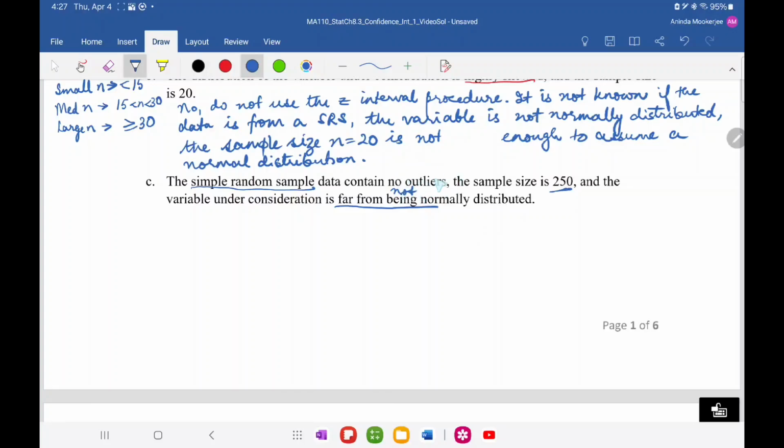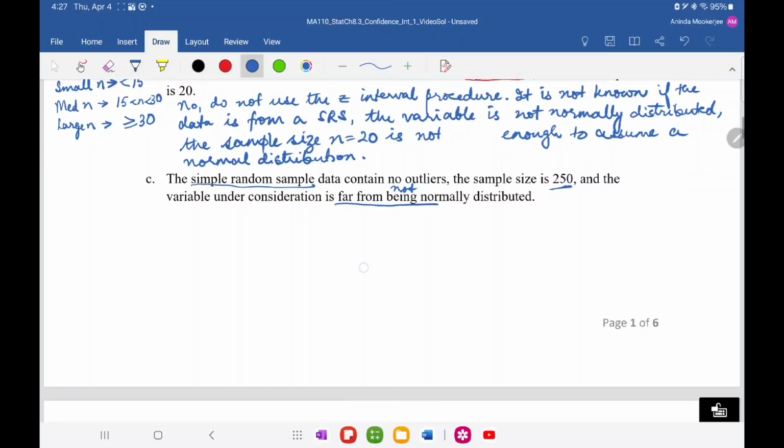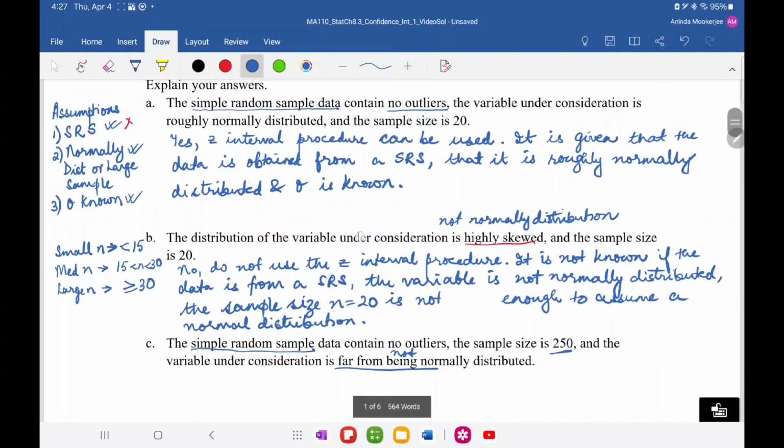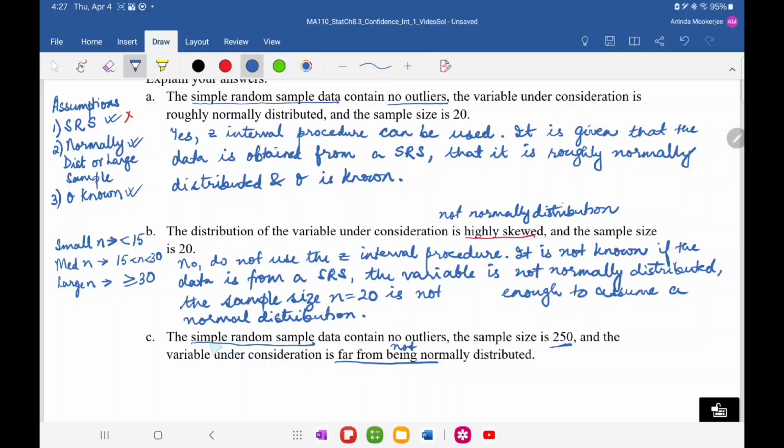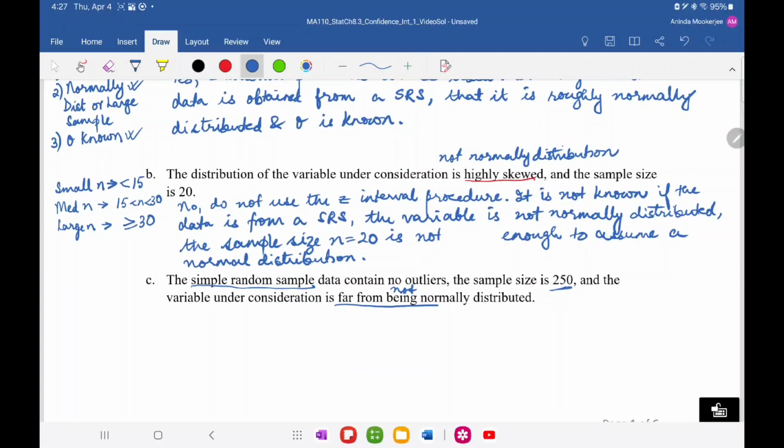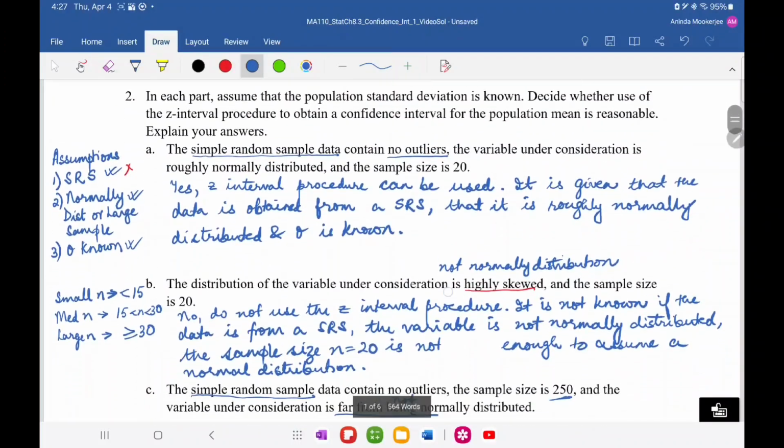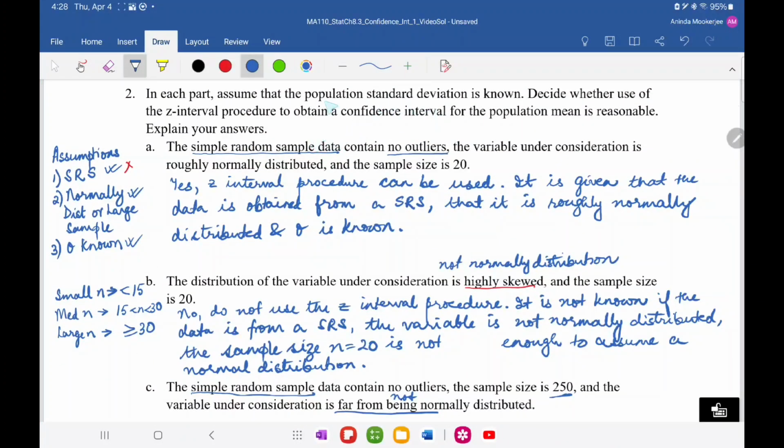Additionally, it says no outliers, which is also good news. So it does satisfy our conditions, the assumptions. It is SRS, it says here it's simple random sample data. It says normal distribution or large sample. So even though it is not normally distributed, because the sample size is large enough, we can assume this assumption is satisfied. And sigma is known, it said earlier that the population standard deviation is known. So all the conditions are met.